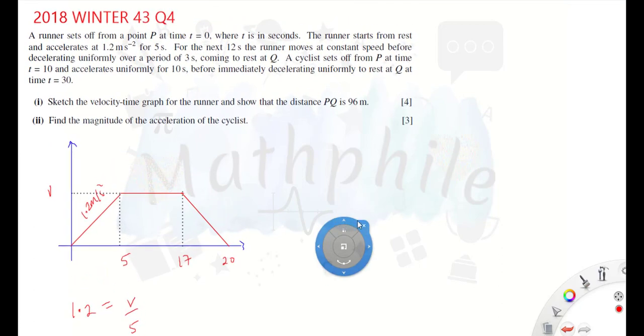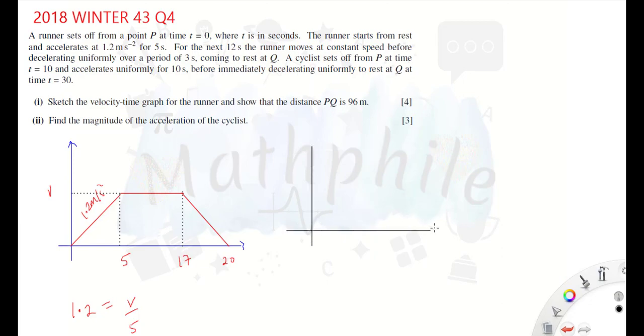Okay, let's continue with the question. We've proven that it's 96 meters. We have to find the magnitude of acceleration of the cyclist. So at another point, a cyclist, a bicycle actually. Let's try to sketch a velocity time graph for the cyclist. I think that is going to go a long way to assist us in our question.